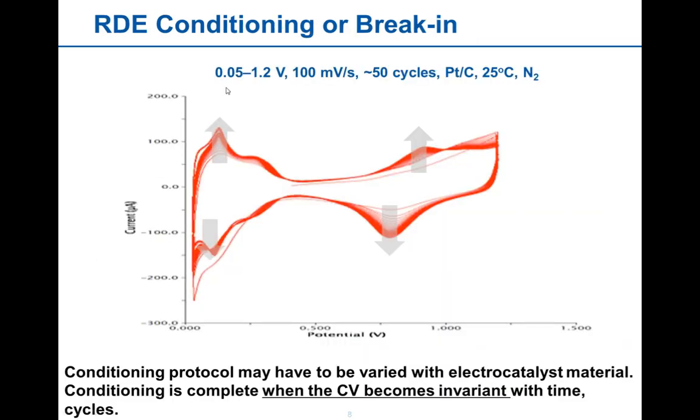Before making any measurements, the first thing we do is conditioning or break-in. Unlike PEM fuel cells, the conditioning is much shorter and simpler. You just need to cycle it for about 50 or more cycles over a certain voltage range depending on the catalyst. And you notice the CVs evolve until the CV becomes invariant with time, and then you know that your catalyst has been conditioned.